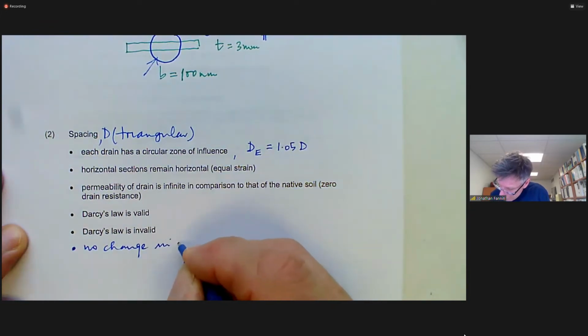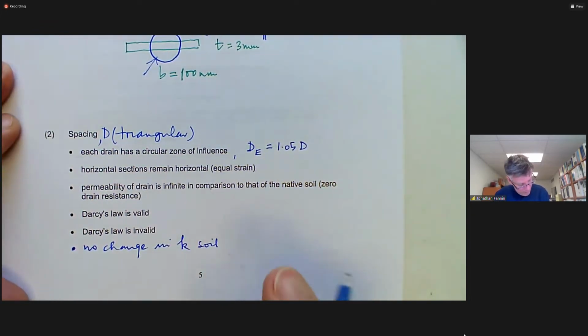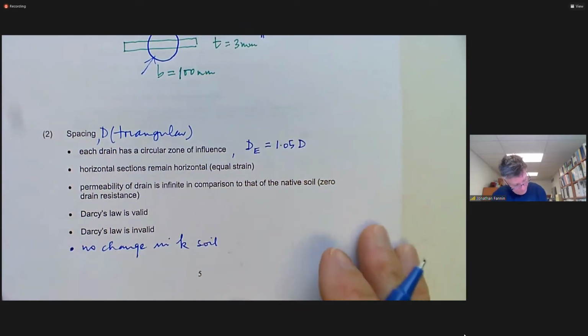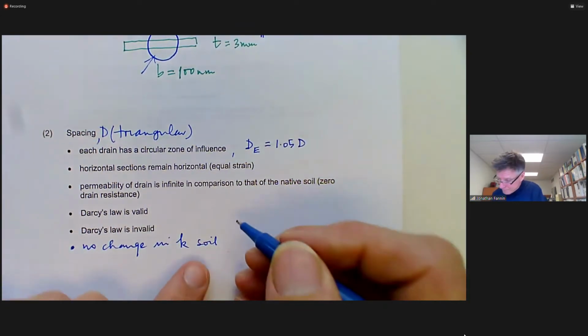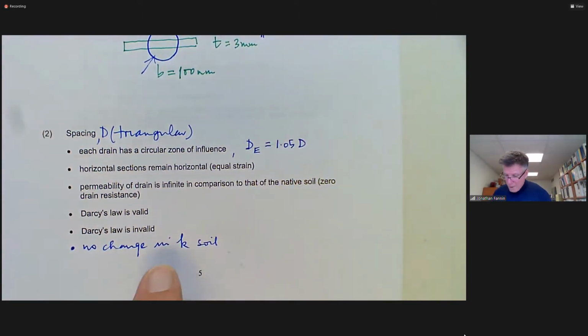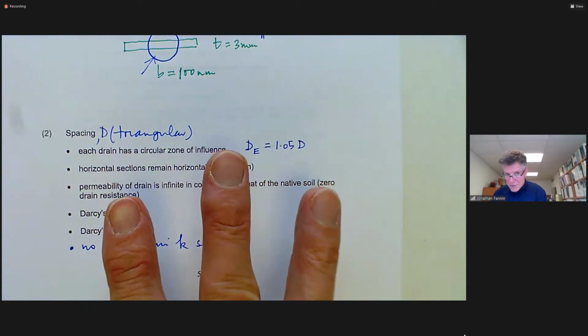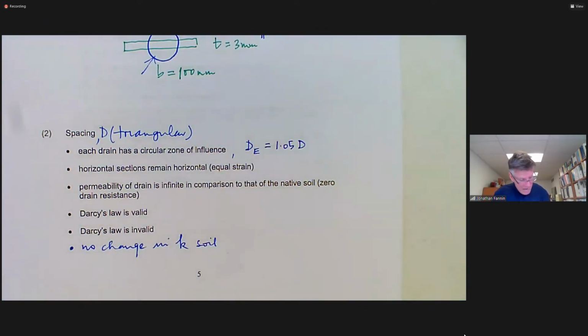No change in the hydraulic conductivity of the soil, either undisturbed or remolded, in the assumptions. And if we do this, I'm going to look ahead a little. There are going to be three cases that we'll look at for design. One is the nominal ideal scenario.